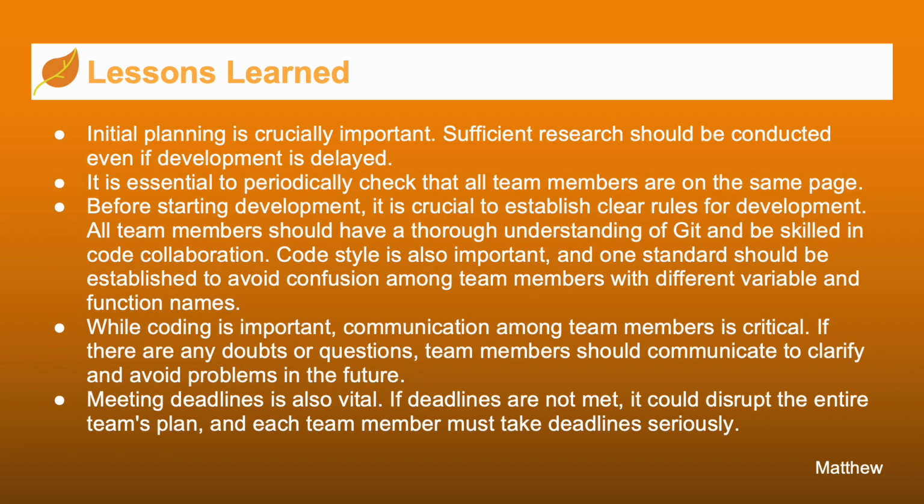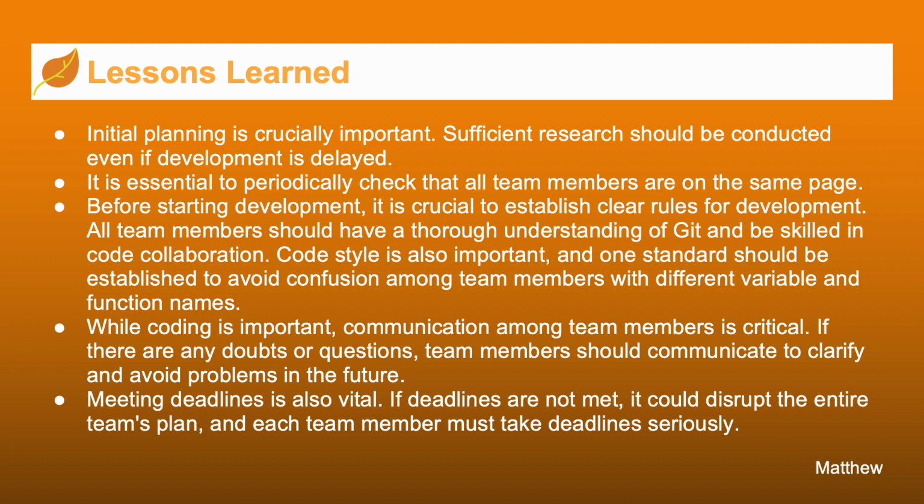As for lessons learned, initial planning is crucially important, and sufficient research should be conducted even if development is delayed. It is essential to periodically check that all team members are on the same page. Before starting the development, it is crucial to establish clear rules for the development, and all team members should have an understanding of how Git works and be skilled in code collaboration. Code style is also important and one of the standards that should be established to avoid confusion among team members with different variable and function names.